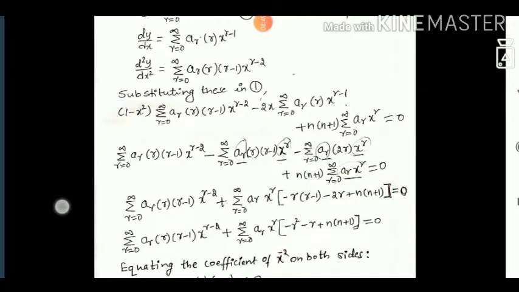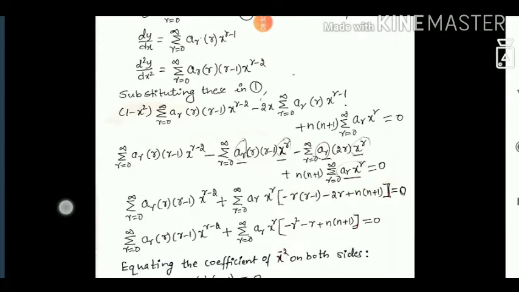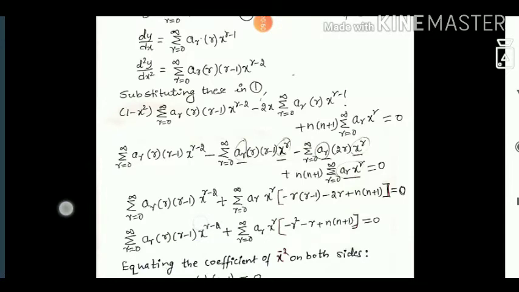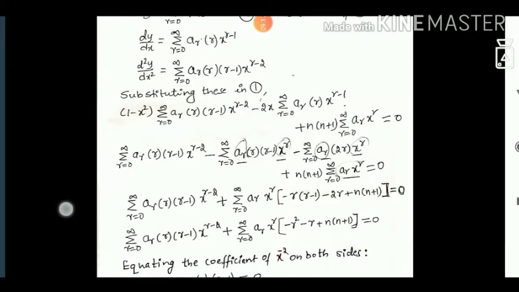So look at the last summation. To get x power r in the first summation expression, what do we have to substitute for r here? Since r is the only variable, we have to substitute r as r plus 2, then only x power r plus 2 minus 2 will be x power r. So r should be replaced by r plus 2. Here r is from 0 to infinity, so you can give any non-negative value for r. So r can be replaced by r plus 2.